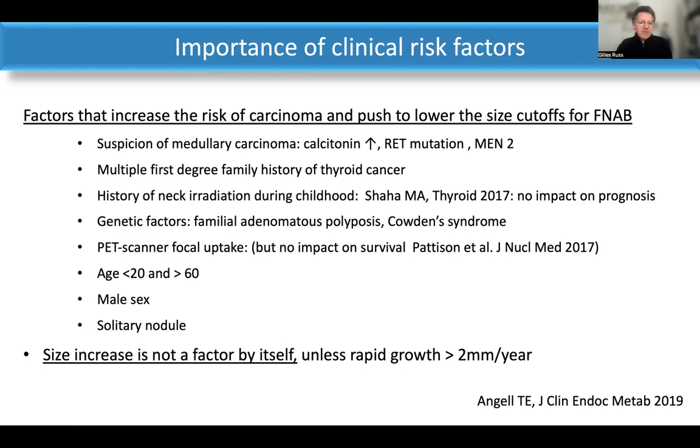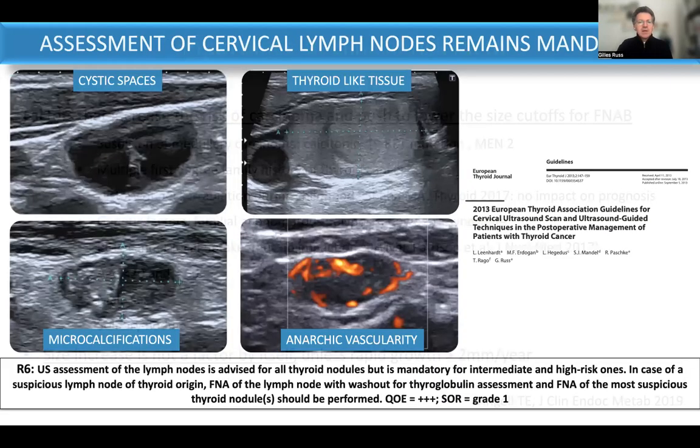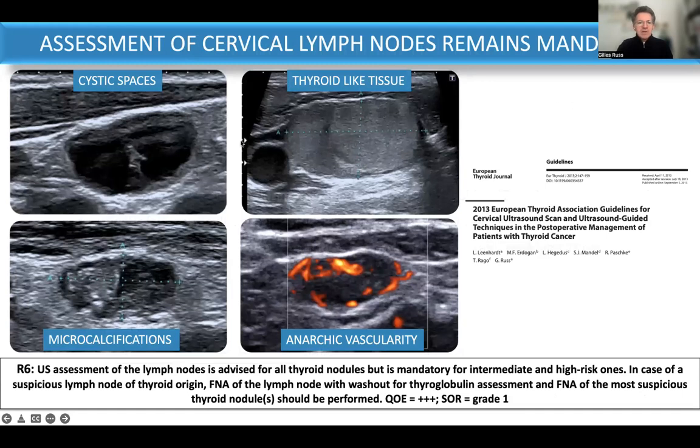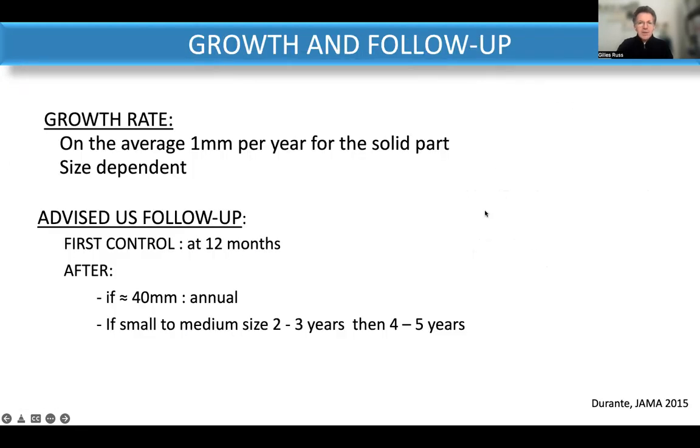And by itself, size increase is not truly a factor of risk unless there is a rapid growth of the solid part. You will always assess the cervical lymph nodes. This remains mandatory. You will look for cystic spaces, thyroid-like tissue, microcalcifications, and anarchic vascularity, like we described in 2013 in the ETA guidelines, and you will only look for these features of high suspicion.